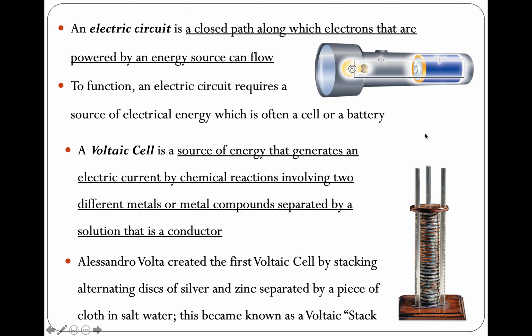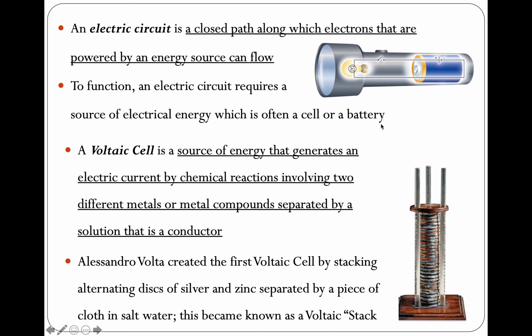An electric circuit requires a source of electrical energy, which is often a cell or a battery. So you have to get the electrons moving somehow, and you do that with your energy source. Okay, let's talk a bit about what these cells are, because cells are within batteries.